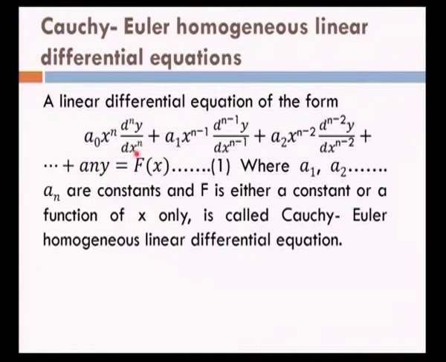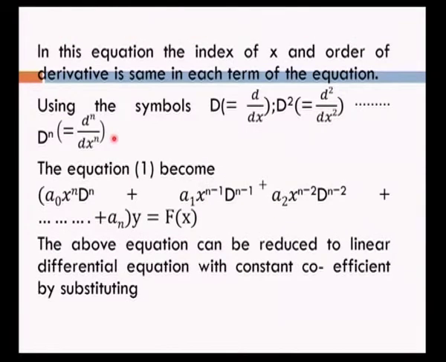In this equation, this a1, a2 till an are all constants, and this f can be either a constant or a variable or functions of x only. This equation is called as Cauchy-Euler homogeneous linear differential equation or Cauchy linear differential equation or Euler linear differential equation. In this equation, you can notice that the index of x and the order of differentiation are equal. So, the index of x and order of derivative is same in each term of the equation.